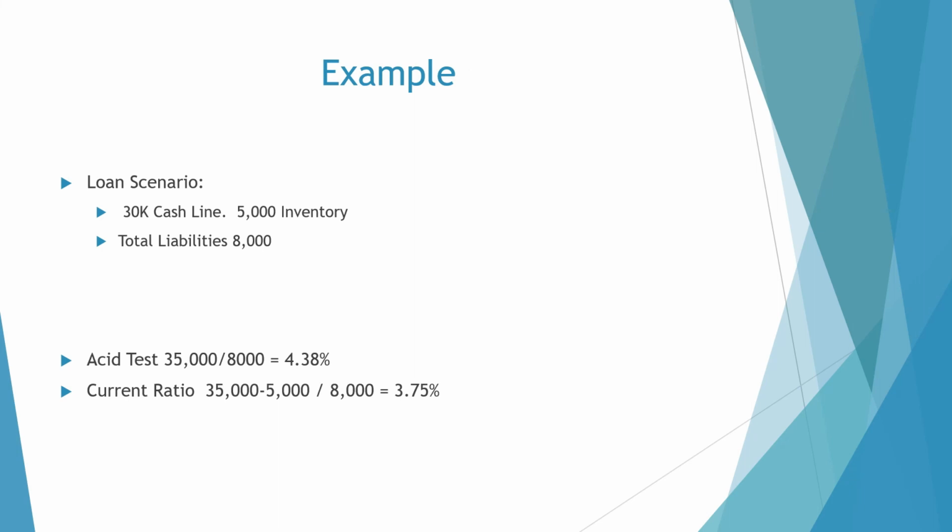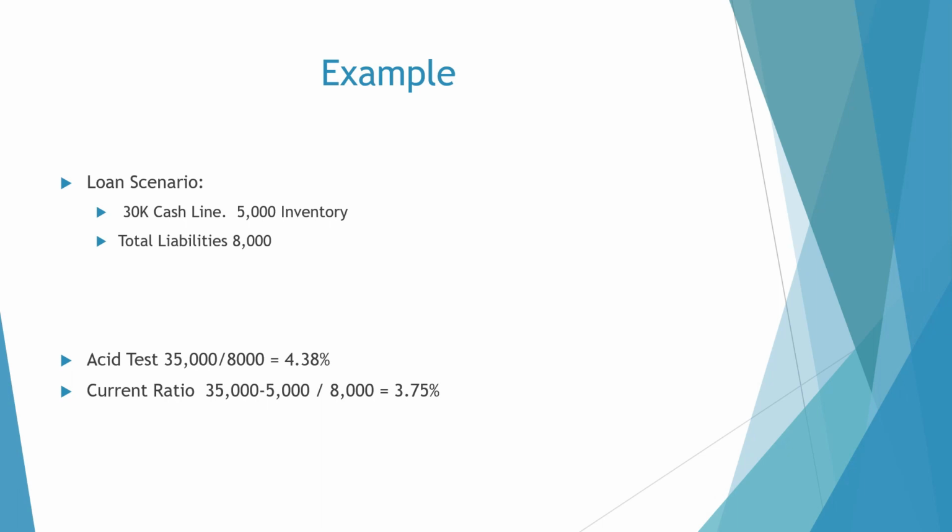I want to give one really fast scenario for you guys. Let's say that we have a 30K cash line and 5K in inventory, and our total liabilities are 8,000. If we're going on the acid test, we will just use 35,000, divide that by 8,000, and that equals 4.38. We are fully liquid. We are good to go.